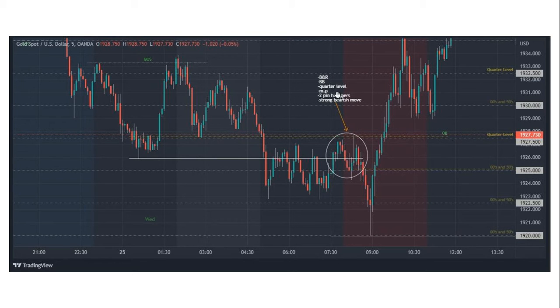And then we have price rejecting this quarter level. Right here, if you look at the line chart, we'd have an M pattern, and we have two pin hammers. Two pin hammers for me equal one confirmation. Check out the previous video where I show you more examples where I have two pin hammers in a certain area, using them as one confirmation to take a trade. And the sixth confirmation is that price is in a strong bearish move. So that's where I entered the trade right here.